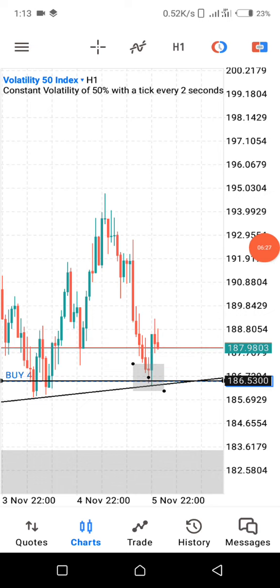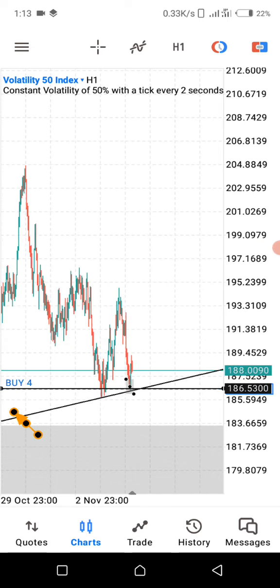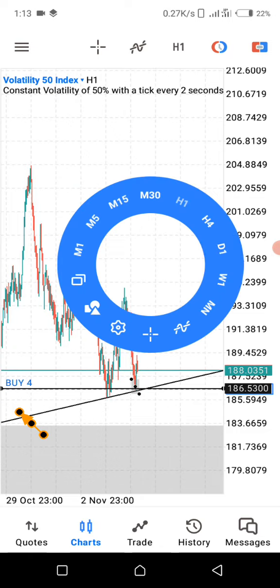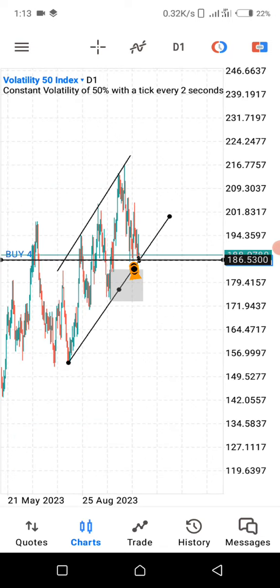So it's that simple, guys. First of all, you do your top-down analysis, starting from the daily or the weekly, depending on what you want to do or how long you want to stay in the market.